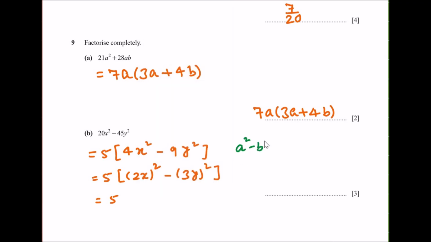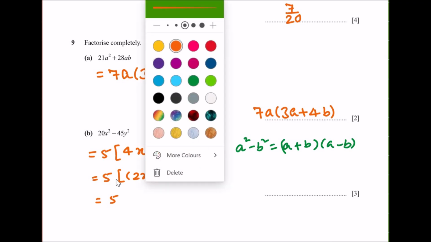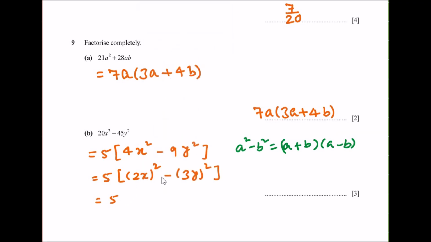a square minus b square is equal to a plus b into a minus b. This identity we are using, and using this identity we can factorize this. In place of a square we have 2x square, so we get 2x. In place of b we have 3y, so plus 3y into 2x minus 3y. So this is your answer. 5 times 2x plus 3y times 2x minus 3y.